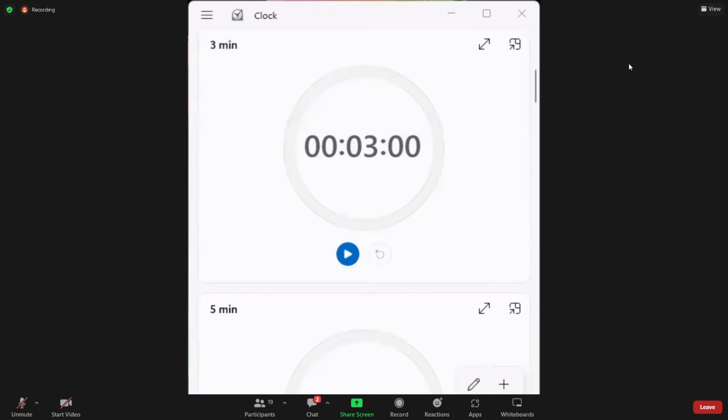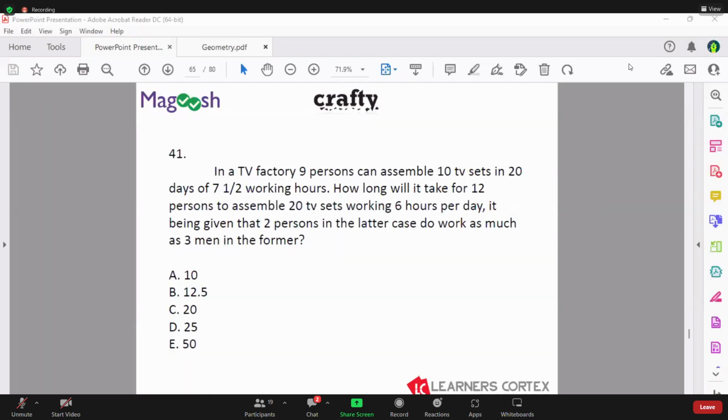Okay. So question number 41. Anyone who would like to explain? The answer is 25 here. We'll discuss how. So in a factory, 9 people can assemble 10 TV sets, and 20 days of working for 7.5 hours.